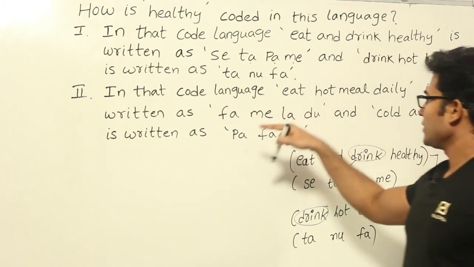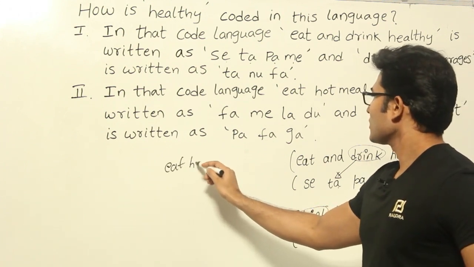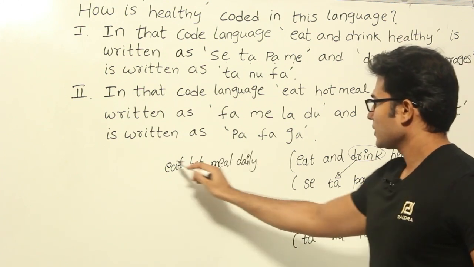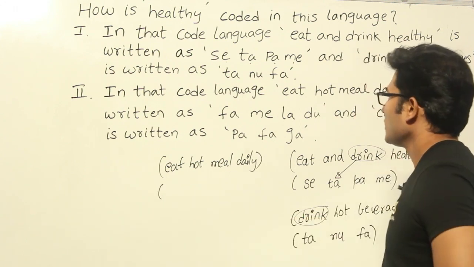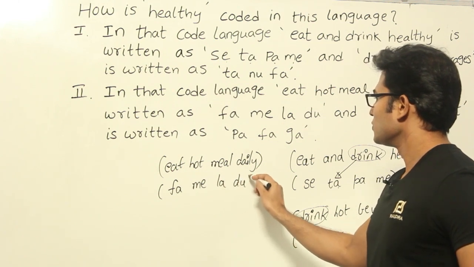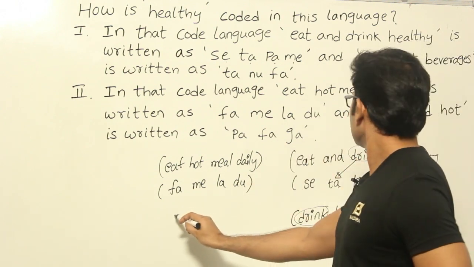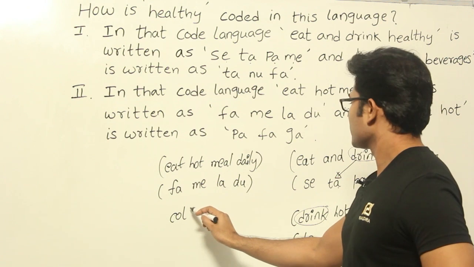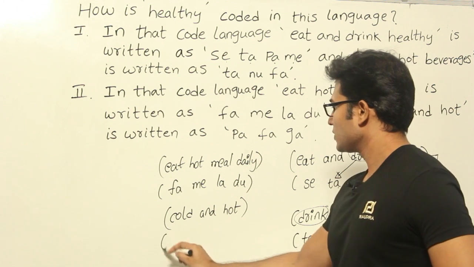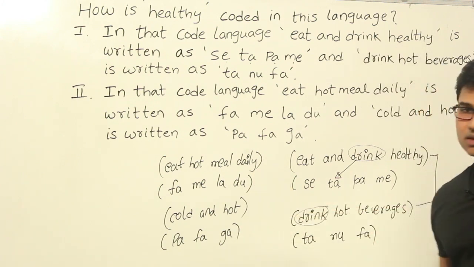Now in statement 2, they have given us two more statements. The statements are like this: "eat hot meal daily," and in the coded language we have FAMELADU, right? And for the second one, "cold and hot," one more statement is given, and they are saying the code is PAFAGA. Only this information is given in the second statement.